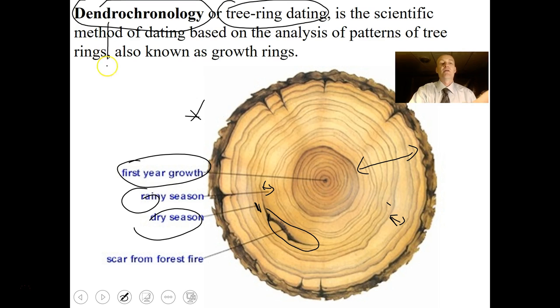Dendro is the root word for tree, and chrono is the root word for time, and of course logi is the root word for study of.